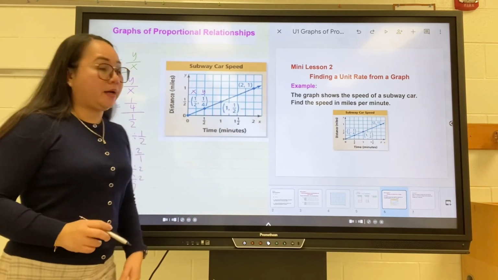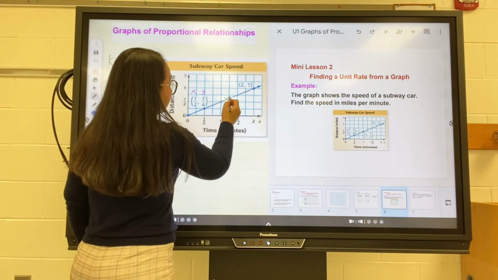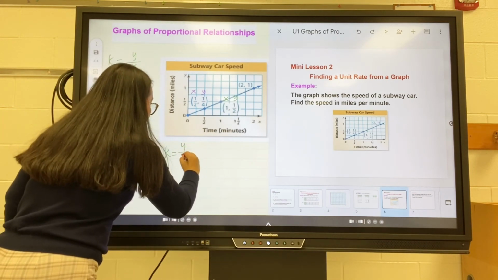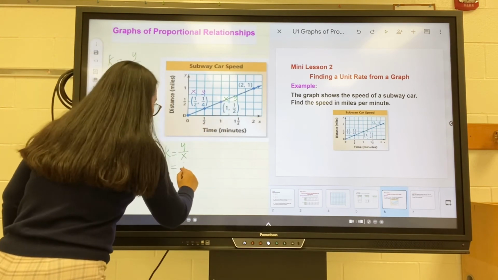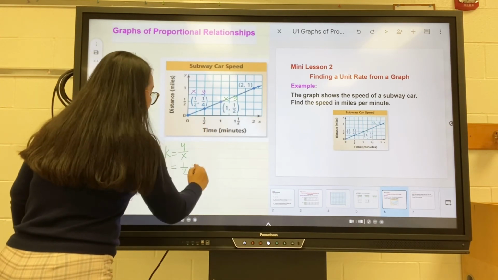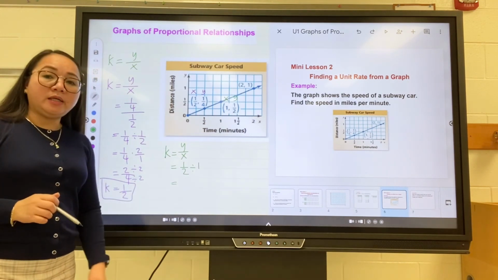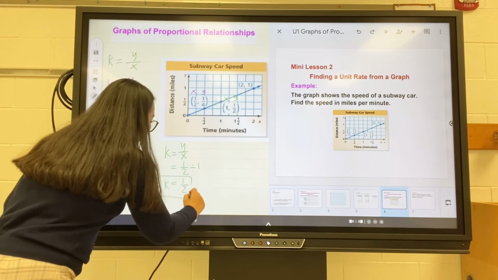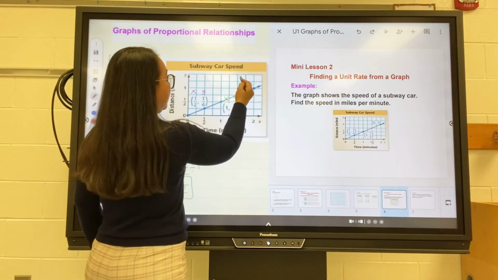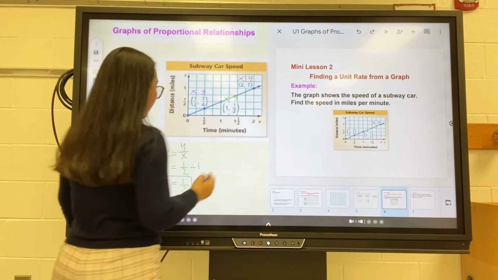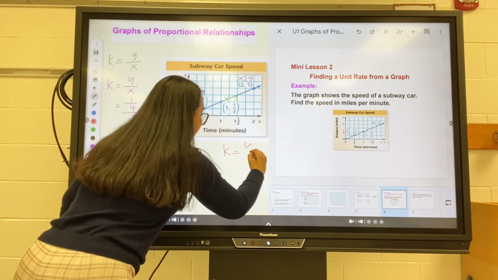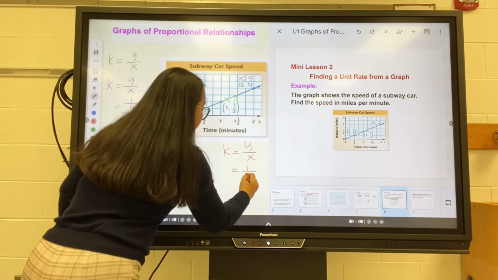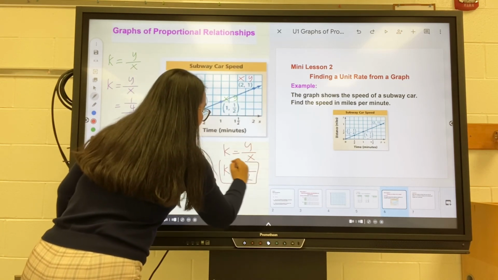The second ordered pair, 1 is x, 1/2 is y. So k is equal to y over x. So that is 1/2 divided by 1. Any number that is divided by 1 is the same number. So this is 1/2. Third ordered pair, 2 and 1. X is 2, y is 1. So k is equal to y divided by x. So y is 1, x is 2. So k is equal to 1/2.